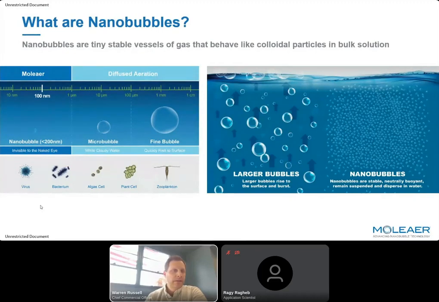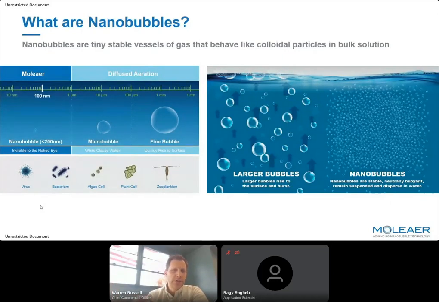For those that are new and not familiar with nanobubbles, at a very high level, there are lots of different classifications, but in layman's terms, we're talking about a tiny vessel of gas that is stable in bulk solution and behaves much like a colloidal particle. You'll see a lot of different references to size in the literature; within Moleaer, what we principally concentrate on is 80 to 120 nanometers. That's very small. It's about 2,500 times smaller than a grain of salt, in the spectrum of bacterium and virus. So super small.